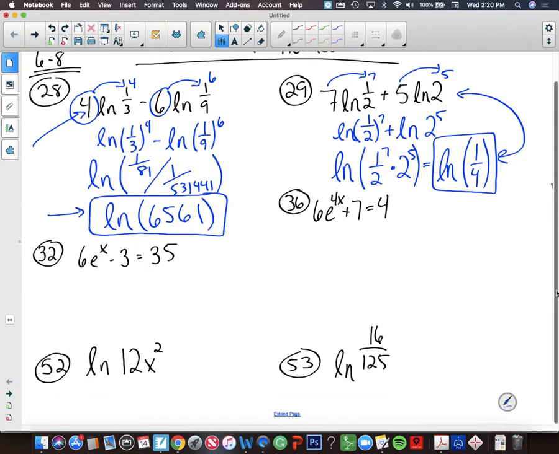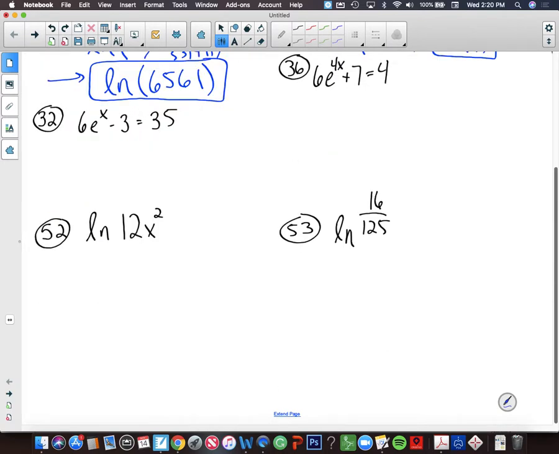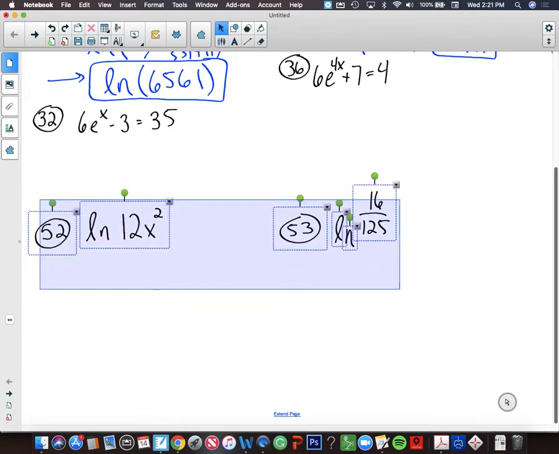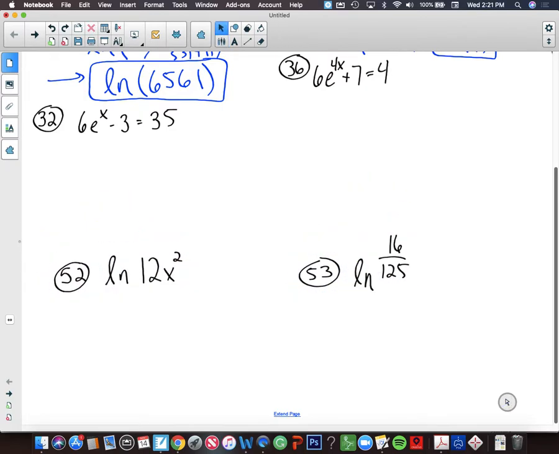Moving on to solving equations with e. For number 32, we did one exactly like that in class, but I gave you 2 different ways to solve it. You can do whichever one you think is easier. So I like the one where you take natural log of both sides, so that's what we're going to be doing. So first you want to move the 3 over because we have to isolate that e. We have 6e to the x equals 38. Divide by 6 on both sides.